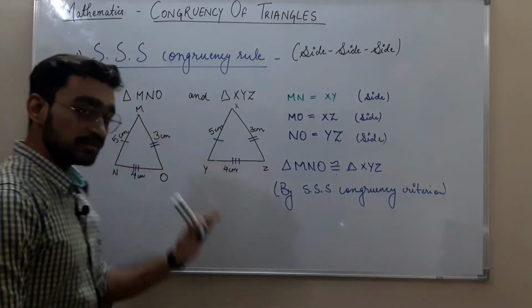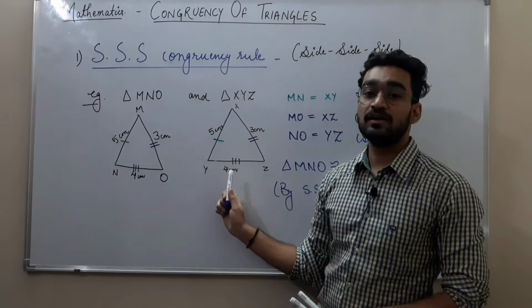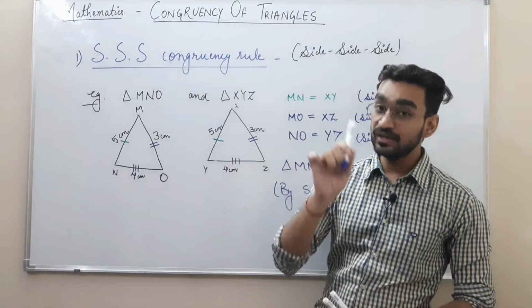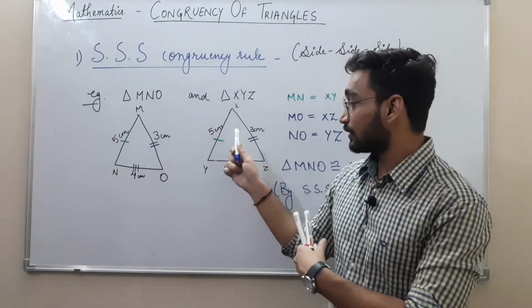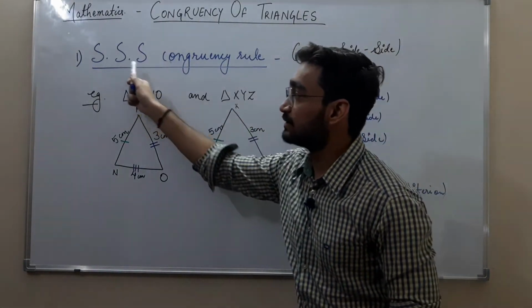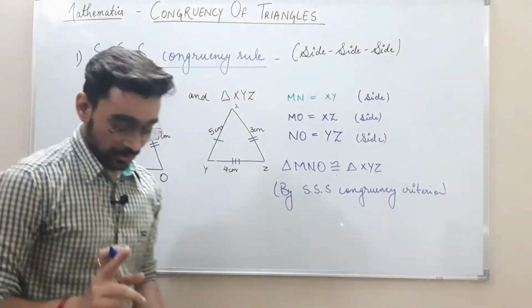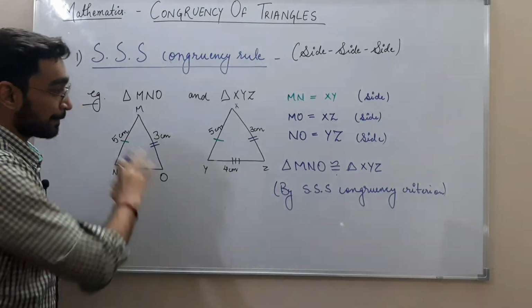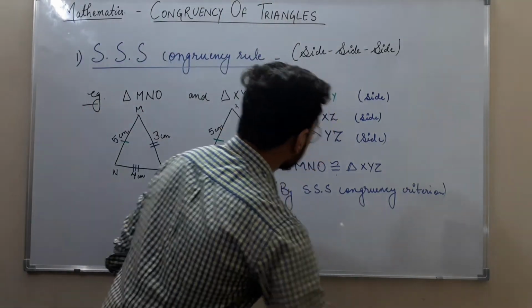If three sides of one triangle are equal to the three sides of the other triangle, we can say that triangle 1 is congruent to triangle 2 by side congruency rule. S.S.S. Congruency Rule. I hope it is clear to you. Let me take one more example for this one.